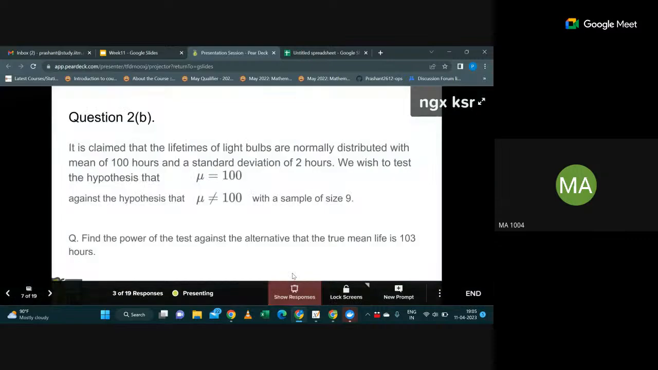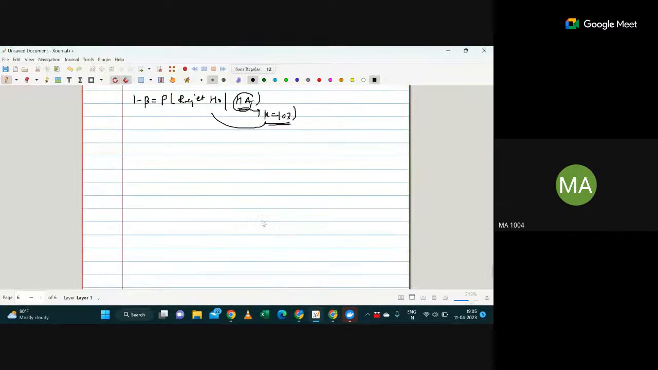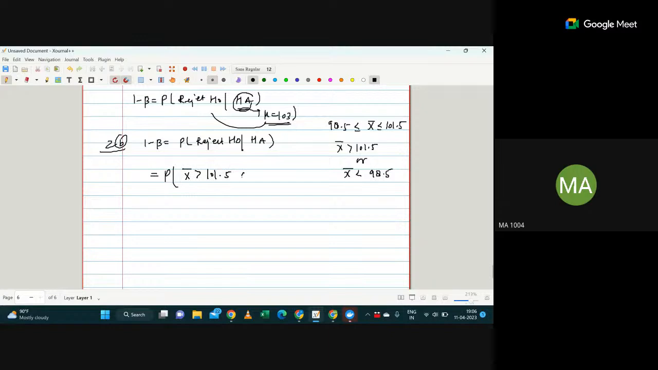Okay. So 0.98, 0.024. What is basically the power of the test? 1 minus beta. It is the probability that I will reject H naught when H1 is true, right? And the acceptance region is given to us in the question. What will be the rejection region? If X bar is greater than 101.5 or X bar is less than 98.5, right? Yes, correct. Now the probability will be X bar greater than 101.5 or X bar less than 98.5 when mu is 103. In the question it is given.